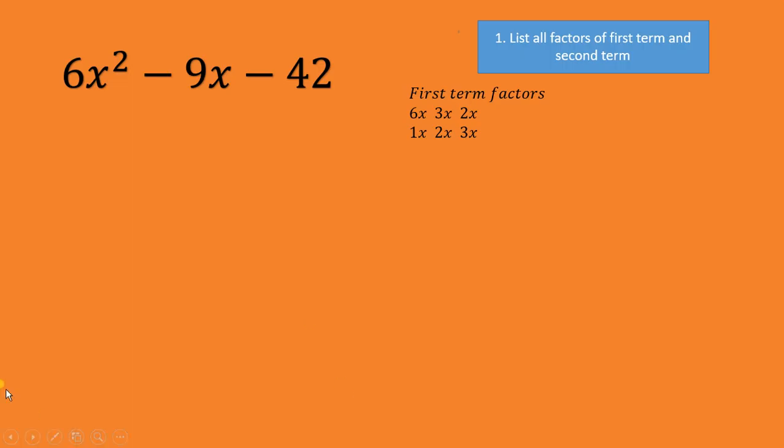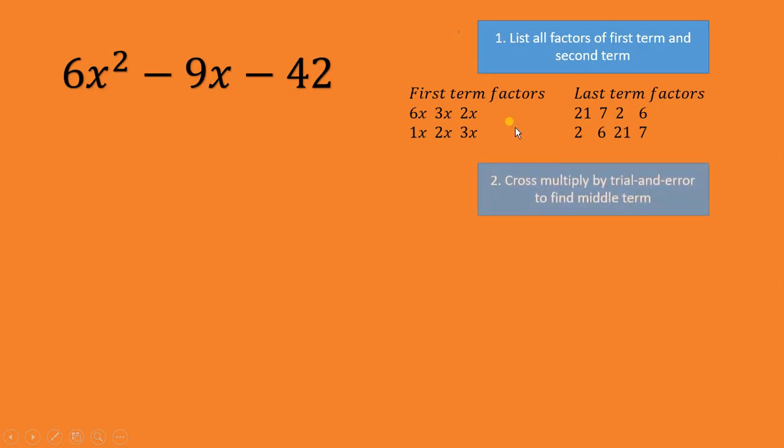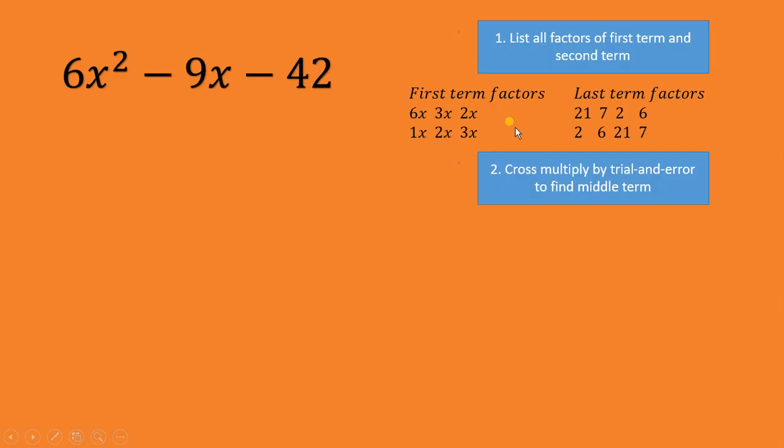So if we say 3 times 2, we must also say 2 times 3. All pairs of factors. For 42, the last term, the factors are 21 times 2, 7 times 6, 2 times 21, or 6 times 7. Again, I repeat, write the factors down in pairs. Do not only write 21 times 2, but also 2 times 21. Because in our next step, remember, it's cross multiplication, so we have to do all possible trial and errors.